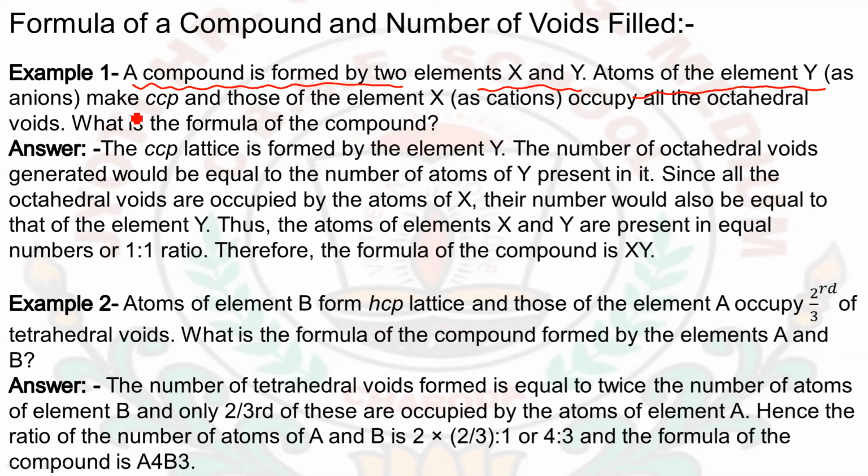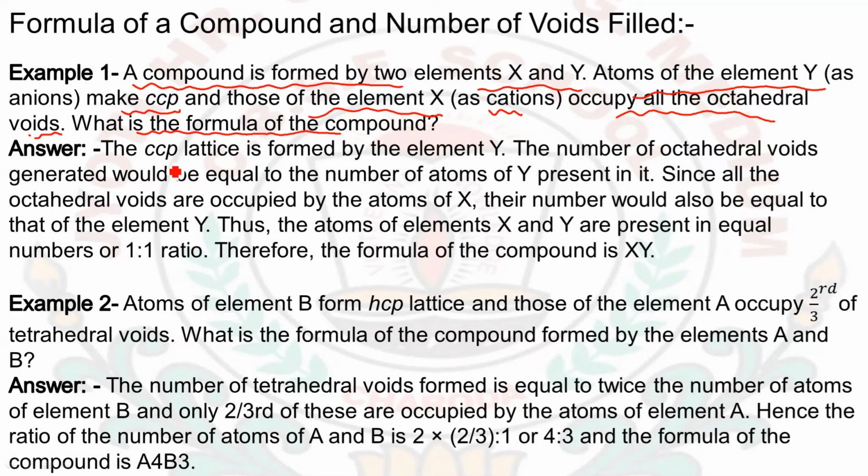Atoms of Y are anions that make a CCP, meaning cubic close packing. Those of the element X, as cations, occupy all the octahedral voids. What is the formula of the compound found here? We have to find out the formula of the compound.